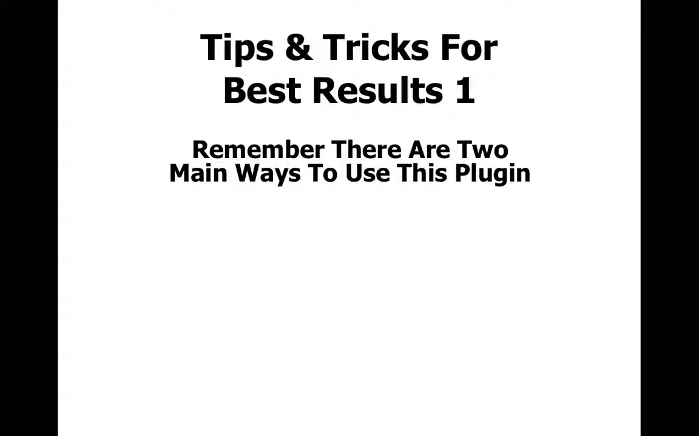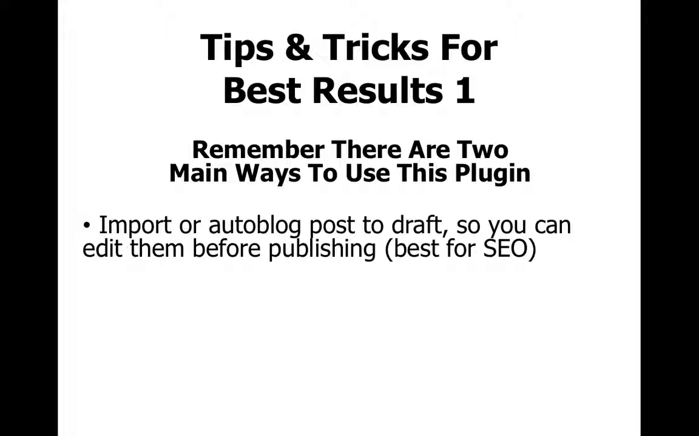Number 1. Remember that there are 2 main ways to use this plugin. You can either import or auto blog post to draft, so you can edit them before publishing. And this is obviously best for SEO because you're pulling in the videos, they're in draft, and then you manually go in and maybe edit the text a bit, add your own tags, add your own title, rewrite something in there, make it your own, make it unique, make sure it fits your blog. So import now or autoblog into drafts and then edit it yourself before you're posting is, no, not probably, it is the best to do for SEO.